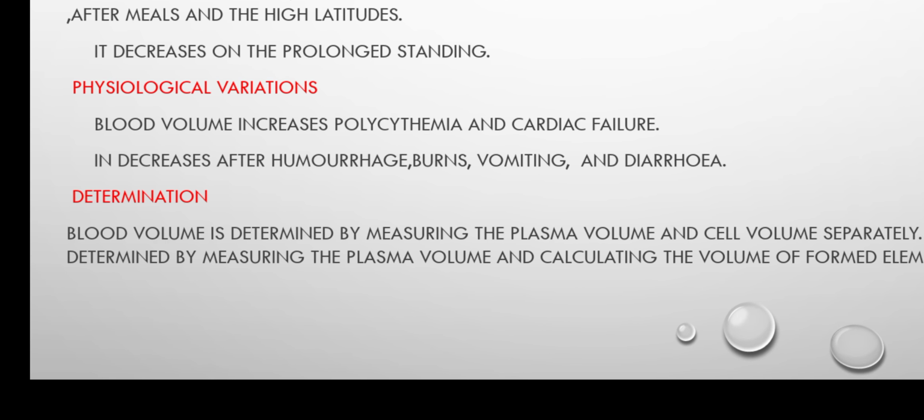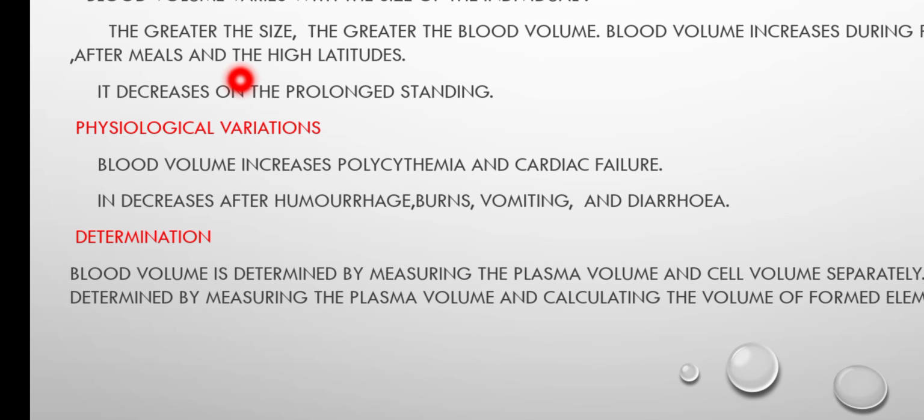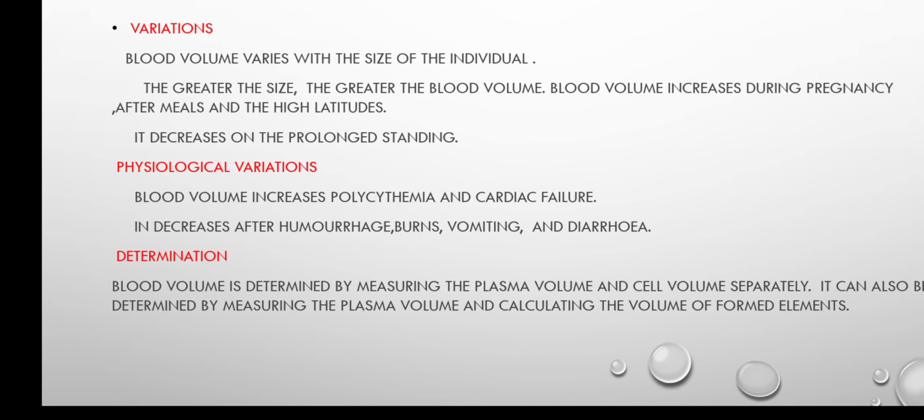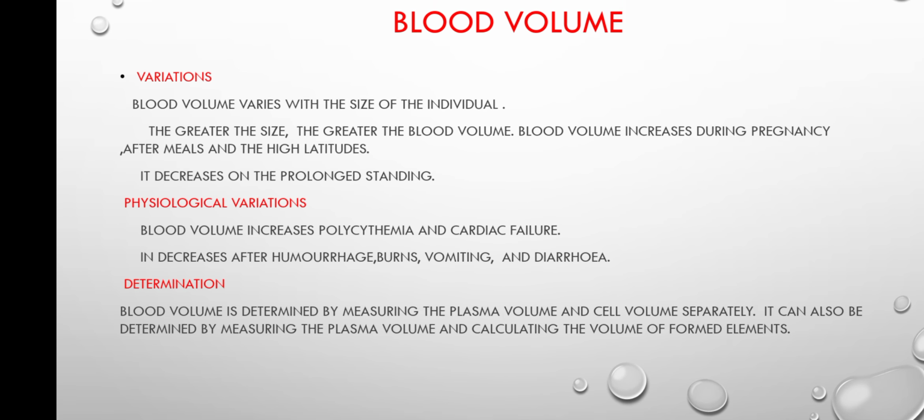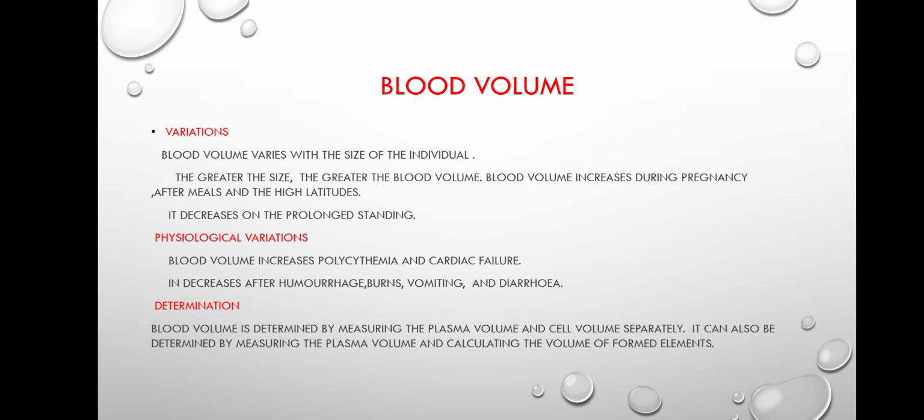And determination: blood volume is determined by measuring plasma volume and cell volume separately. So we have two methods to determine the blood volume. One is the cell volume and the other is the plasma volume, by calculating the volume of formed elements. So this is the first topic, introduction of the blood, the functions of the blood and the blood volume. In the next class we will see the plasma.